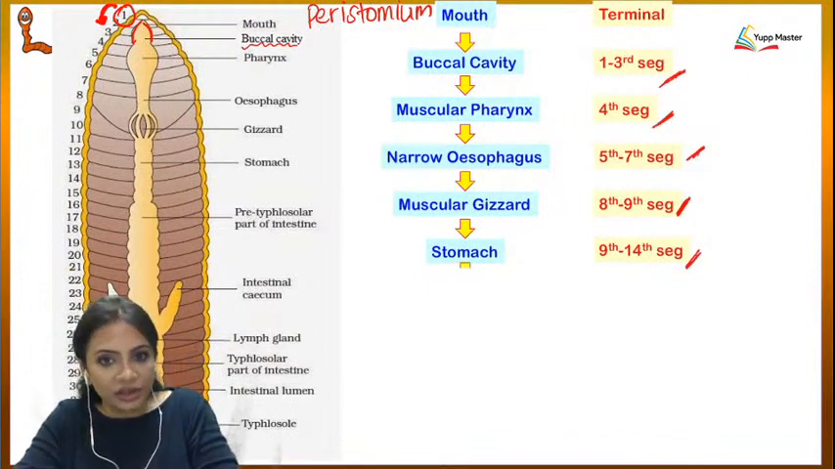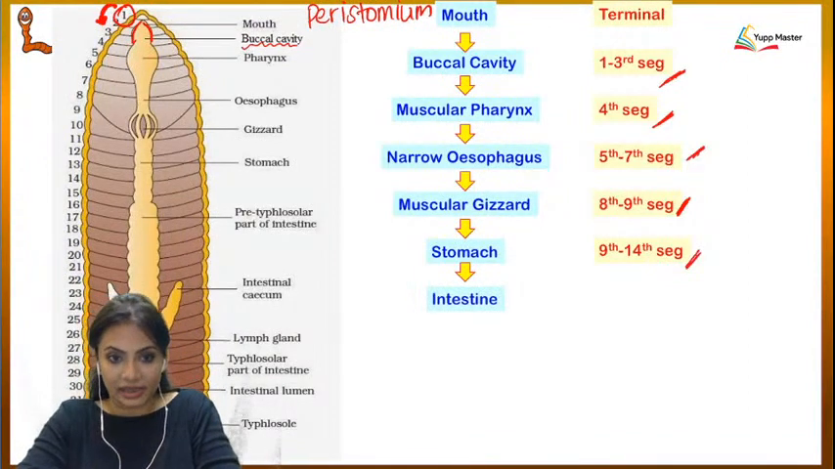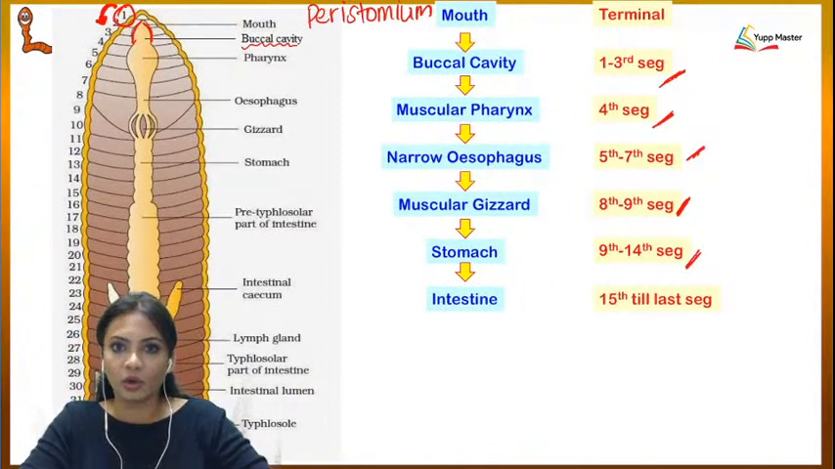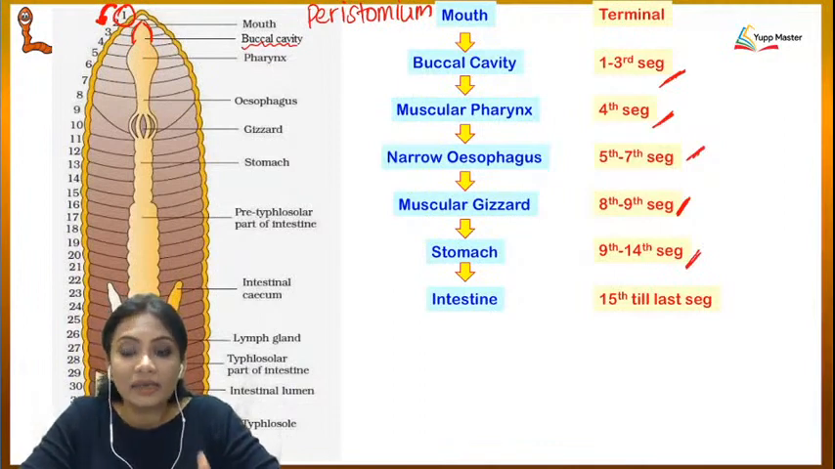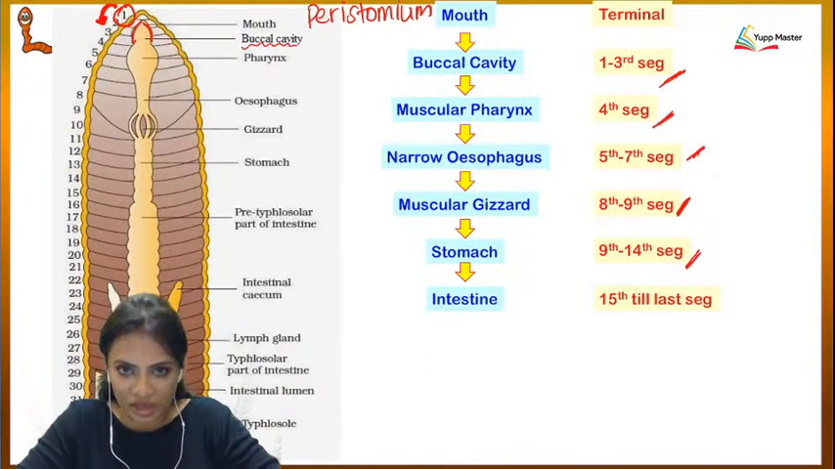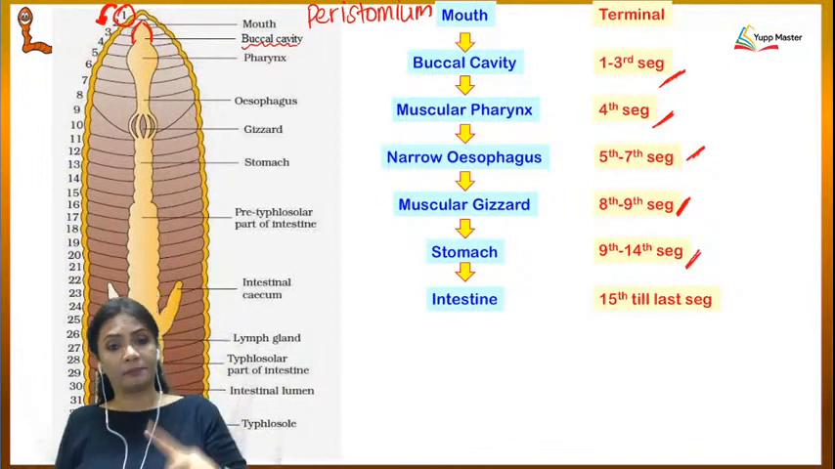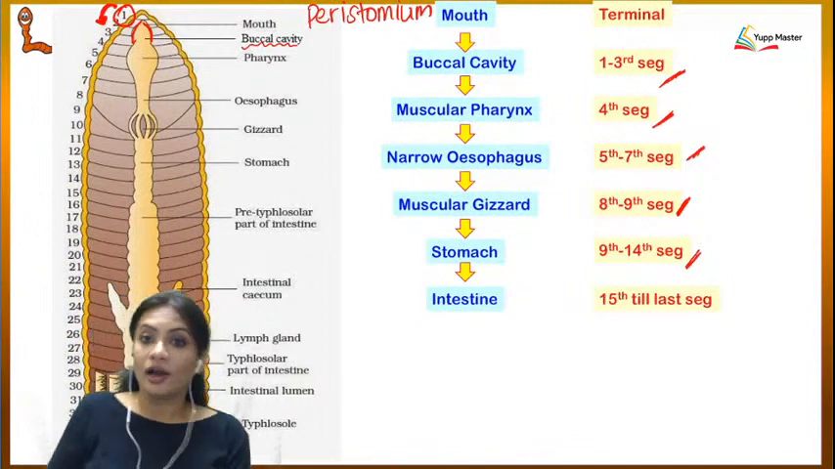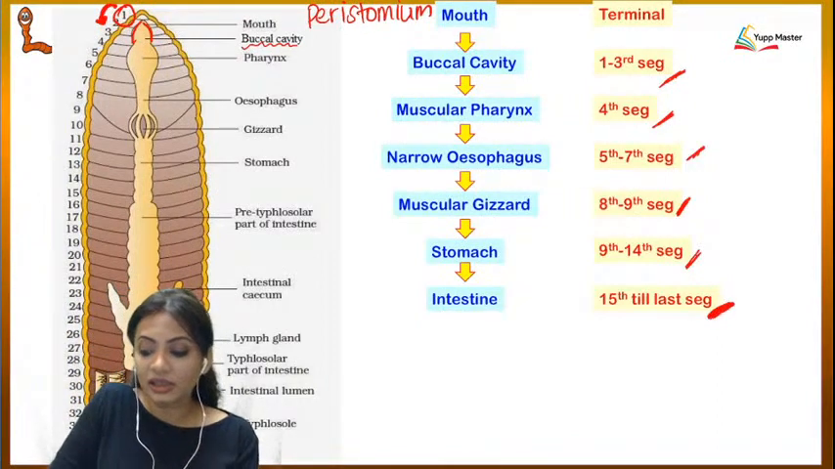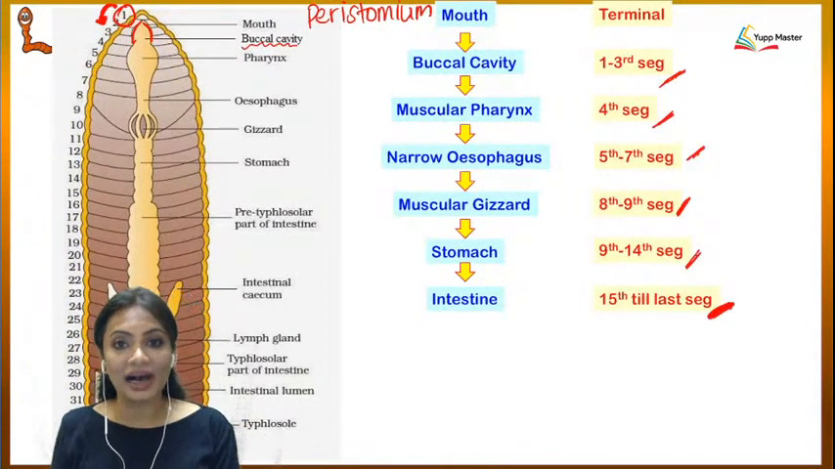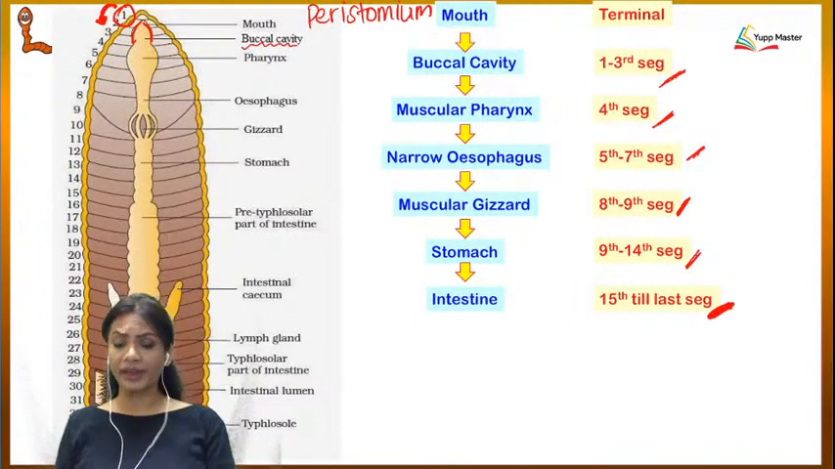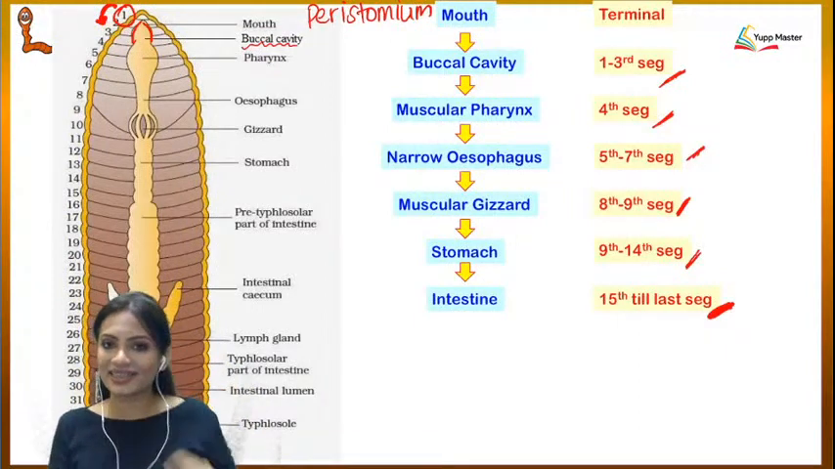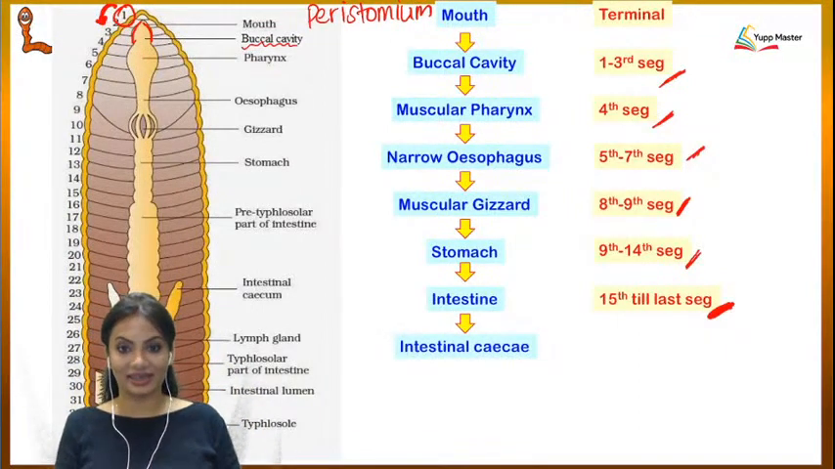Okay. After the stomach would come the intestine. Now, the intestine is the longest part in the whole digestive system. Intestine begins from segment number 15 and it lasts all the way up till the end because it has to reach all the way up till the anus. So, from segment 15 till the last segment, we have the intestine. Now in the intestine, there will be different regions, and let's study those regions within the intestine itself.